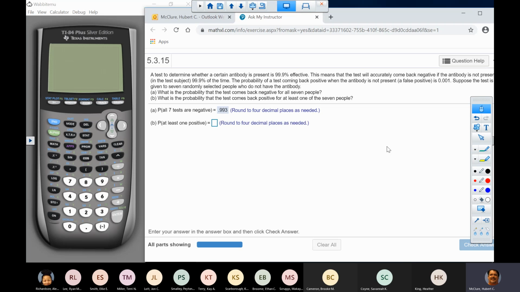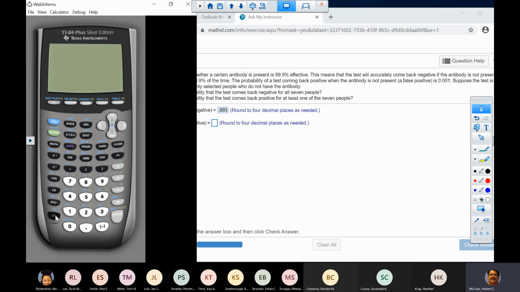And then what is the probability that at least 1 comes back positive for 7 people? So what's your exponent? 7. Your exponent is 7. Usually when they give you 7 people or 4 people, that's going to be your exponent. So what's the only percentage you're given? 99.9. So I'm going to raise that to the 7th power somewhere in this problem. So 0.999 raised to the 7th power.